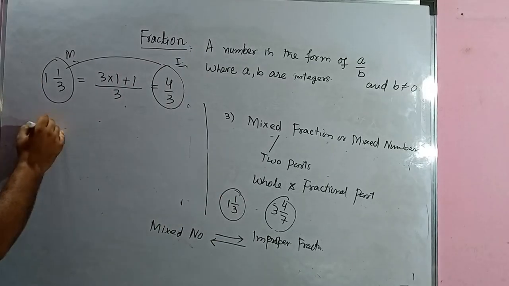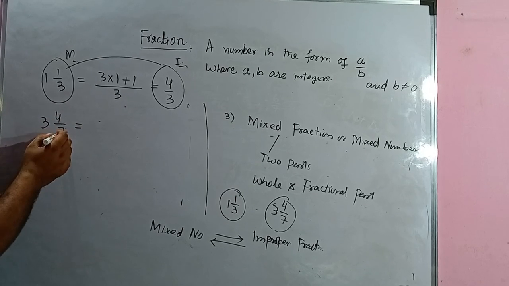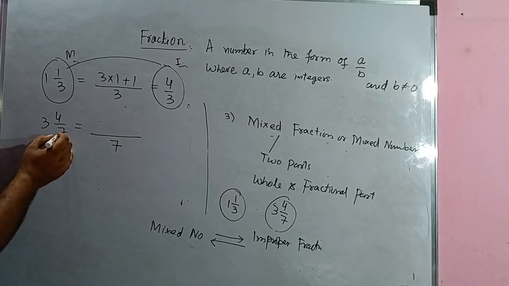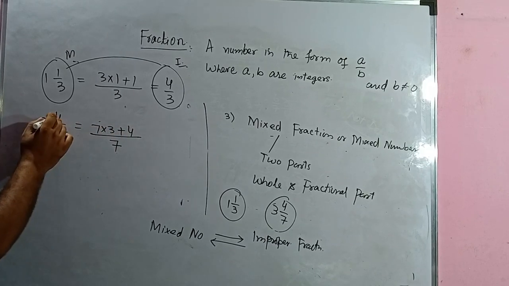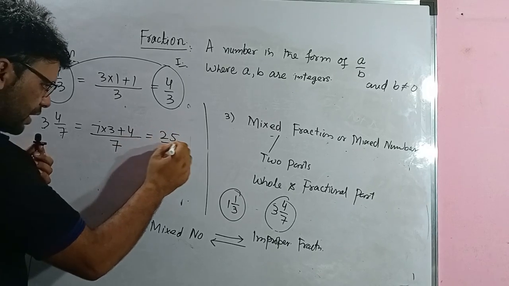Now the second one is 3 mixed 4 by 7. How to convert this to an improper fraction? The denominator is 7, so we should write the 7 first. Then 7 threes, that's 7 into 3 plus 4. The numerator should be added. 7 threes are 21. 21 plus 4, that's 25 divided by 7.